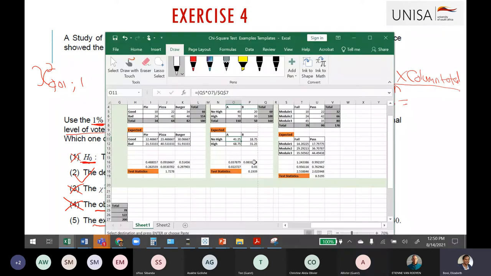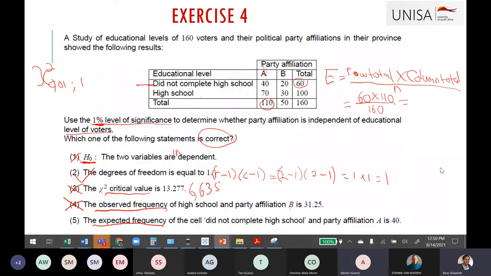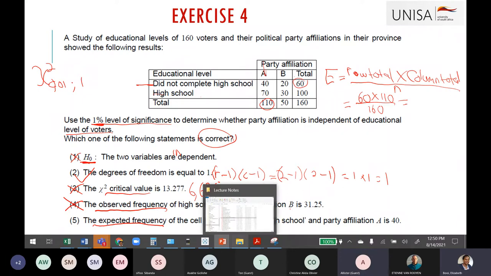If we were asked to calculate the test statistic, you'll know what the test statistic is. Please bear in mind that you do not have to always rely on the Excel sheet. You also need to know how to complete the formulas. How to do the formula for expected value, because they might ask you questions about the expected value. So you need to know how to do that as well.